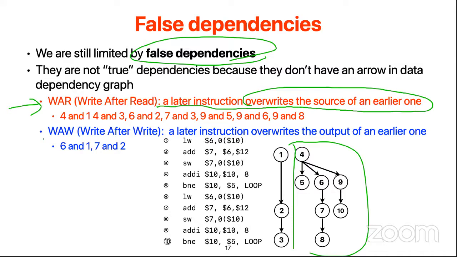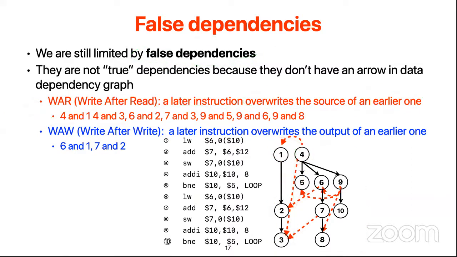So if you look at the write after read pairs, like 1 and 4, 4 and 3, they have the write after read false dependency, right? So that's why you cannot reorder them, and this red part shows all the false dependencies that fall into the category of write after read. The reason is just that they overwrite the earlier register, because we are short on registers, right? So you cannot reorder them.